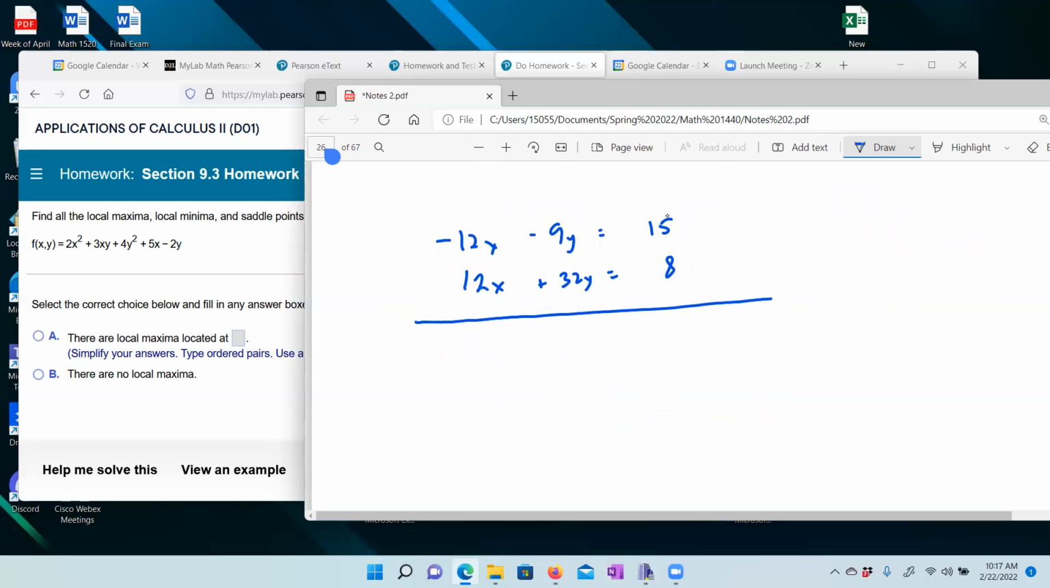Okay, so negative 12 and positive 12, that's 0. We don't have to write that down. And then we've got 32 minus 9, so that's going to be 23.